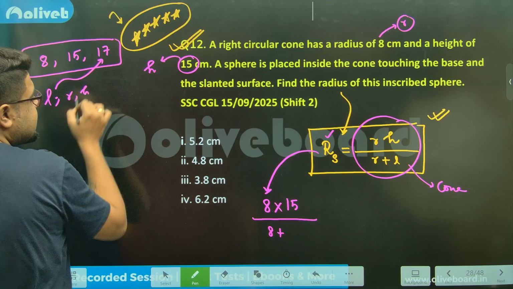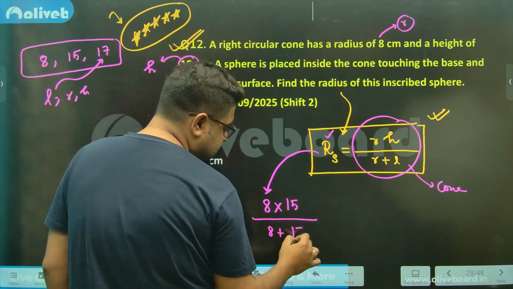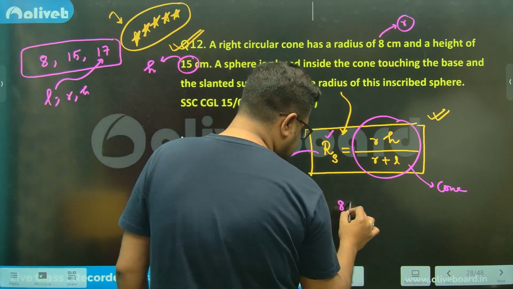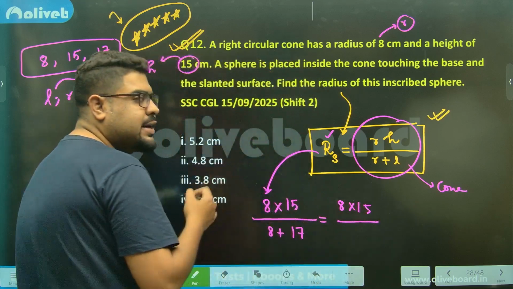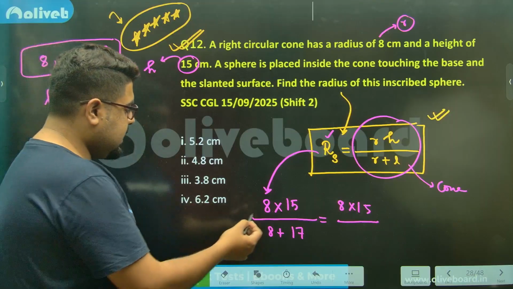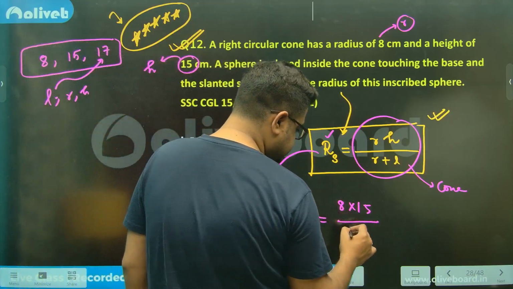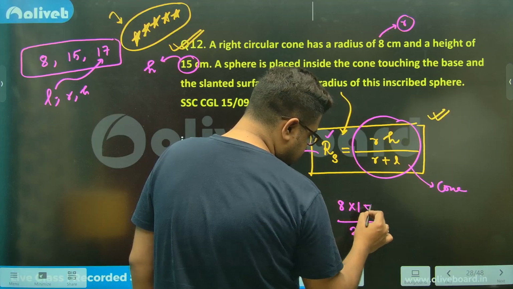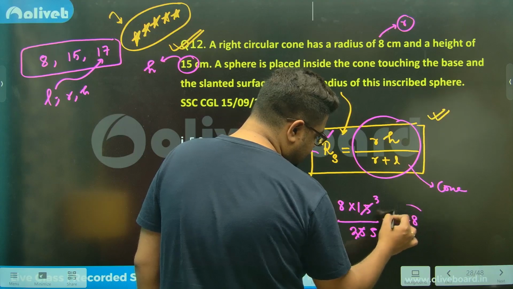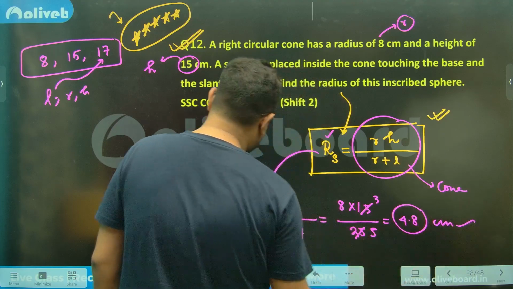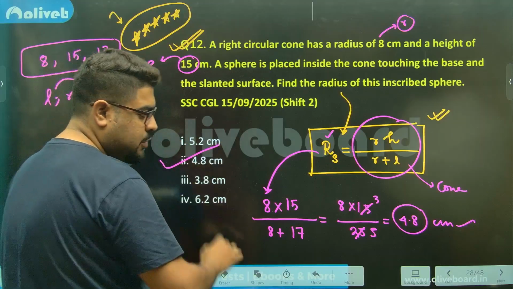L is the biggest one. So just put it there. 8 into 15, it's a calculation we have to do. 17 plus 8 is 25. 3 here and 5 here, sir. 5 threes, 5 fives. 24 by 5, meaning 4.8 centimeters. That's your answer, option number 2.